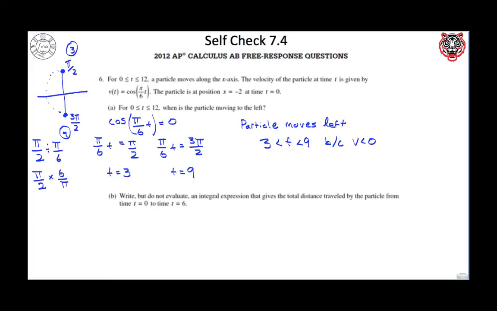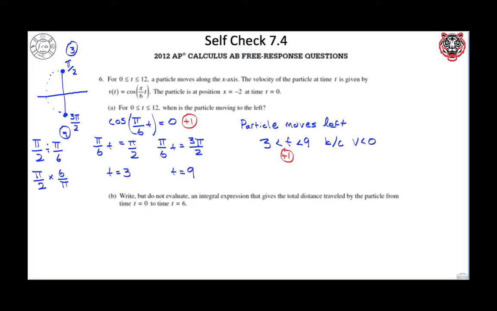So there are 2 points to get here. The first point is knowing that you need to set this cosine function equal to 0. If you set it equal to 0, give yourself 1 point. That's the first step. If you have this interval, 3 and 9, in between there, give yourself plus 1.